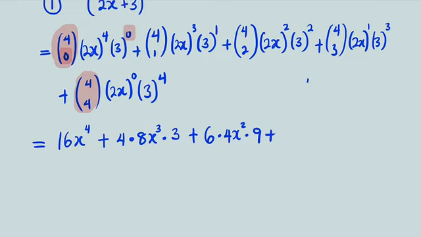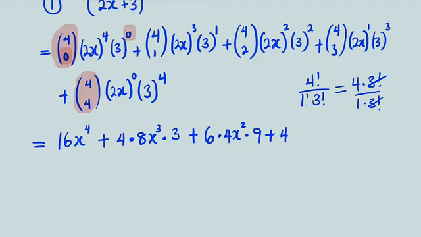4 combination 3 is 4 factorial divided by 4 minus 3, which is 1 factorial, then 3 factorial. This is equal to 4 multiplied by 3 factorial, divided by 1 times 3 factorial. So this will cancel this. We have only 4, so we have 4 here as 4 combination 3.